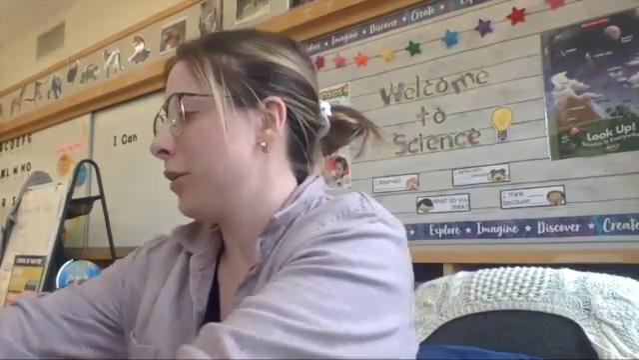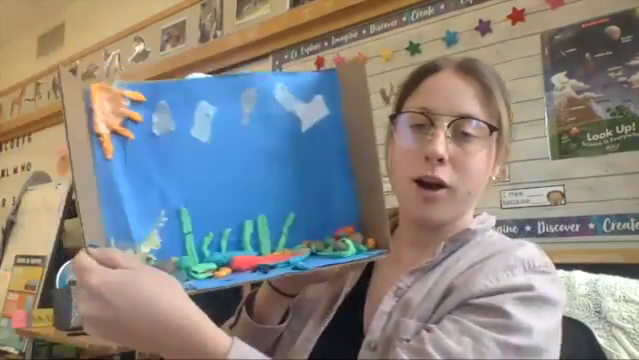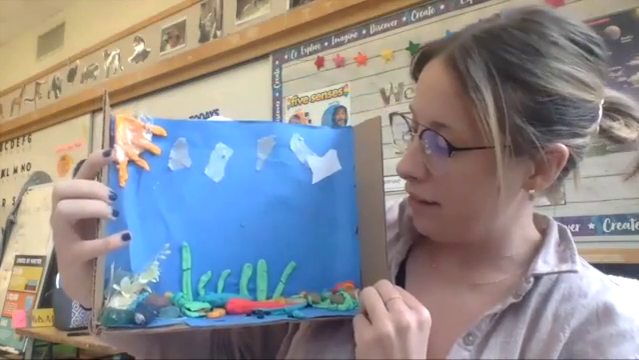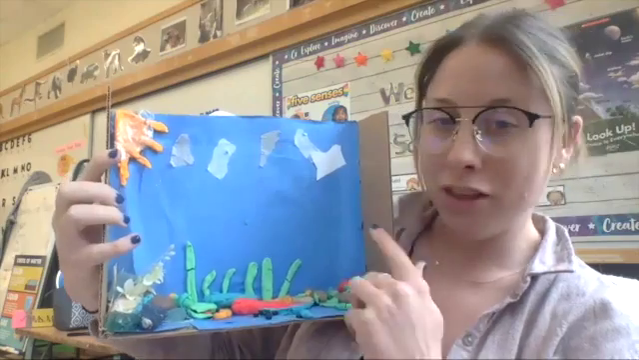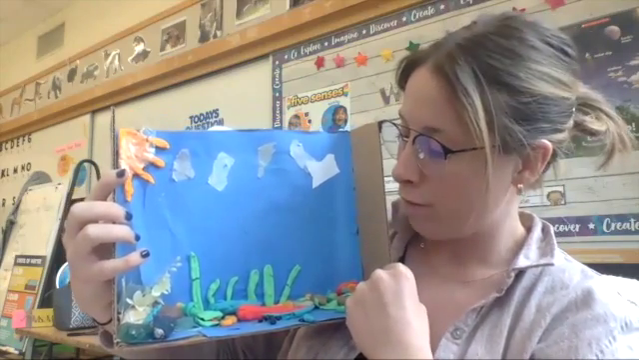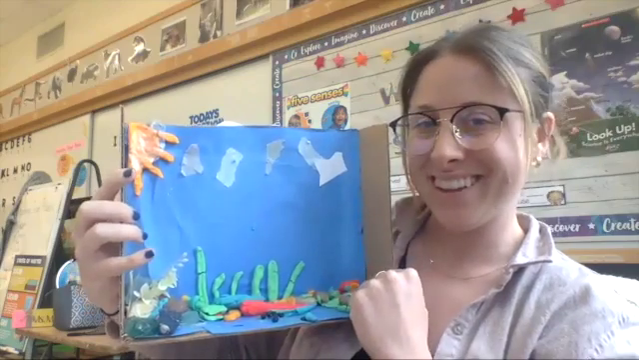Another one I want to show you is this fabulous underwater ocean habitat. And there was a whale in here, but he fell out. But there's all the other things that whales need in their environment to survive, right? Water, food, shelter in the weeds, things like that.